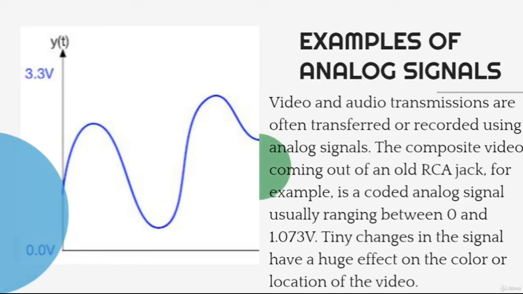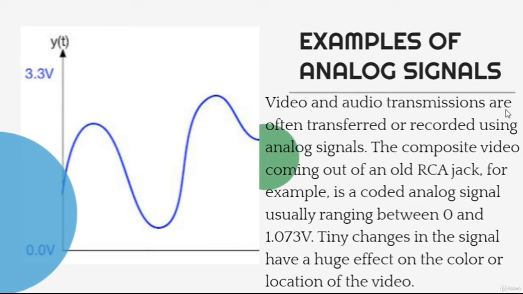So the examples of analog signals: video and audio transmissions are often transferred or recorded using analog signals. The composite video coming out of an old RCA jack, for example, is a coded analog signal, usually ranging between 0 and 1.073 volts. Tiny changes in the signal have a huge effect on the color or location of the video, which means that in the old RCA jack, they transmit the data using analog signals.